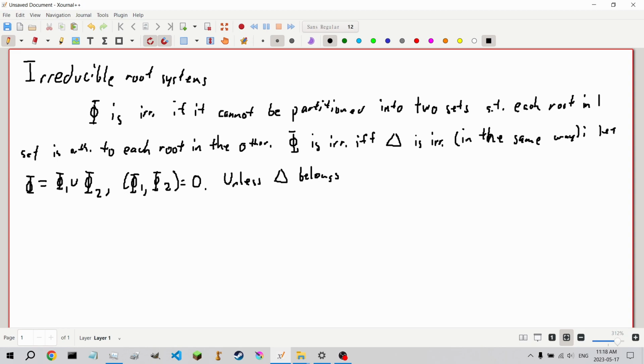Two sets such that each root in one set is orthogonal to each in the other. So essentially they're orthogonal pairwise. Oh, and that is not one word, and it's not spelled that way either.